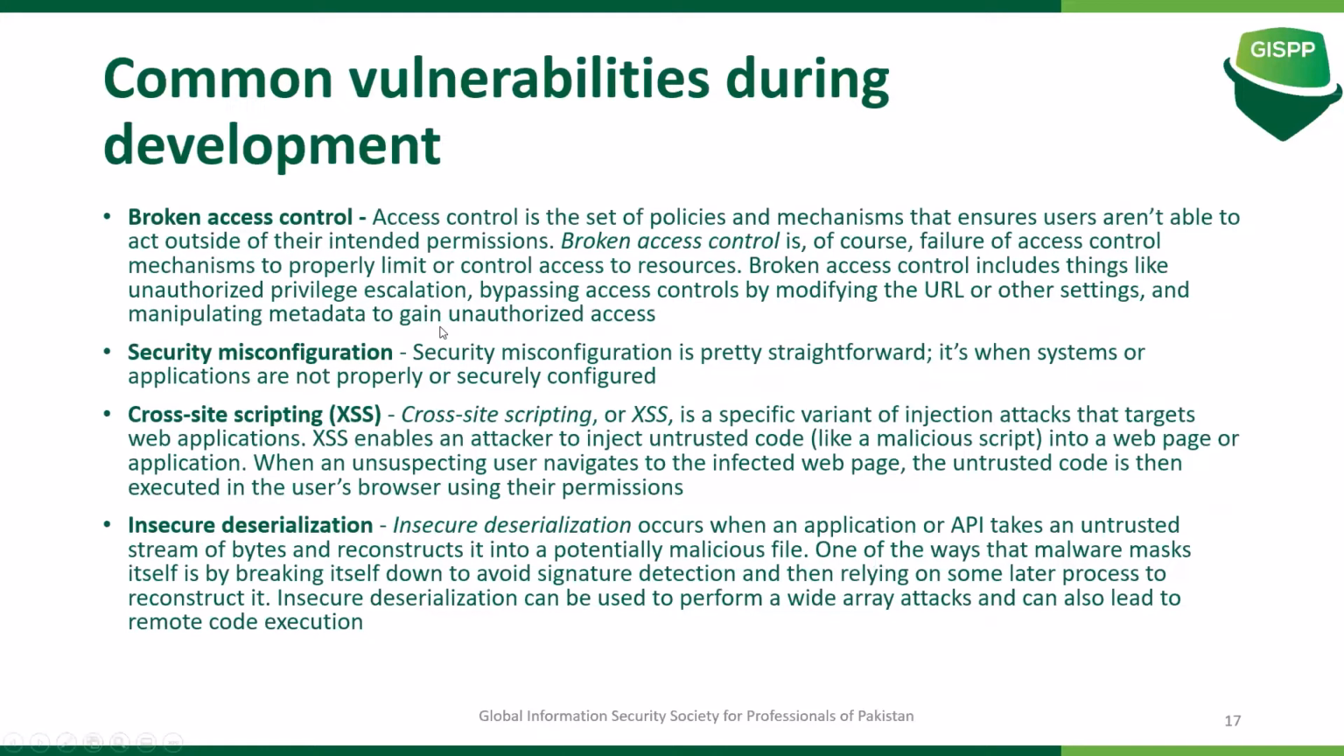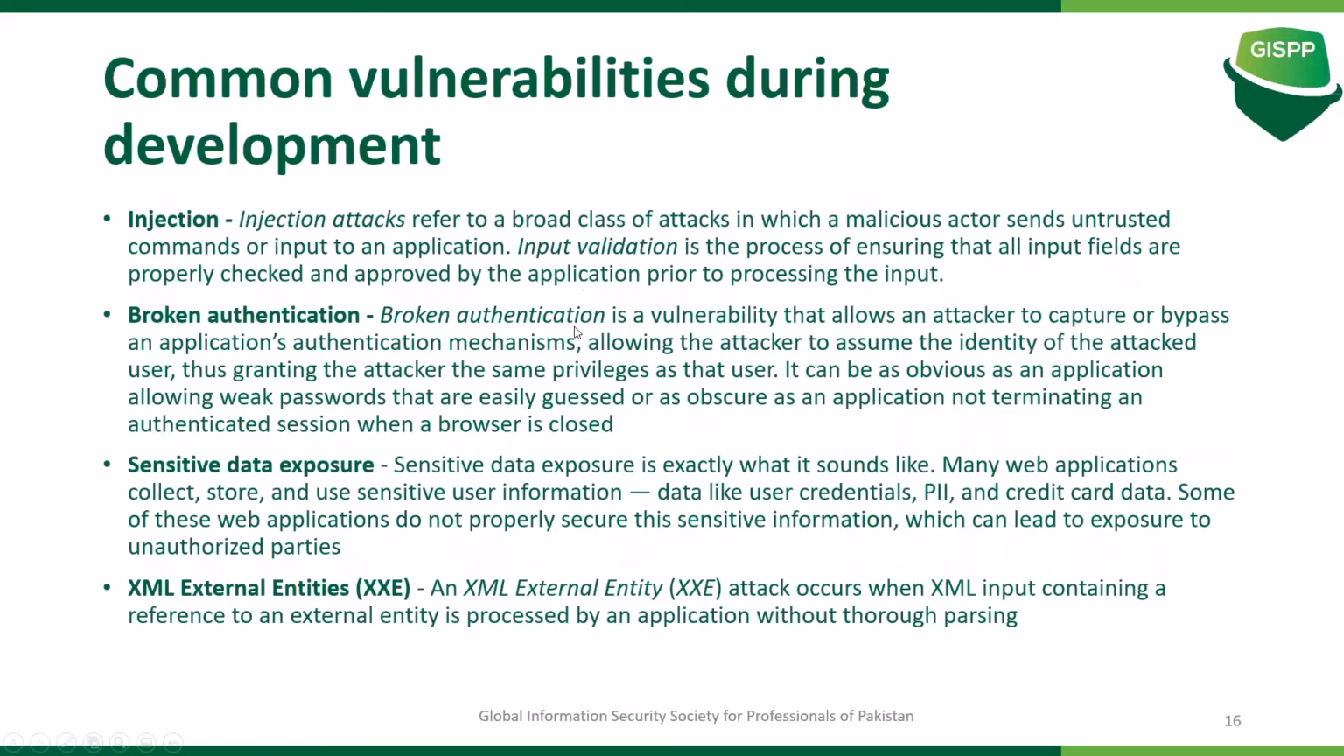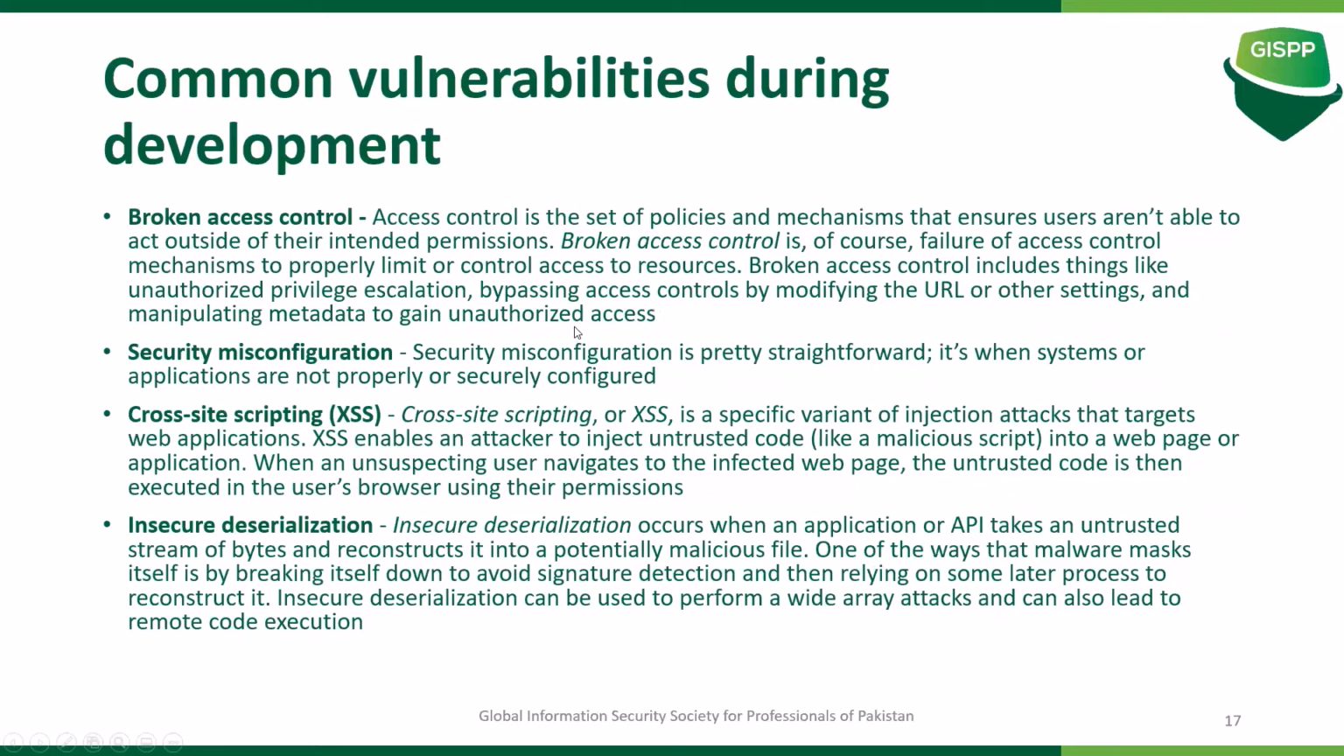Broken access control, did we talk about it already? Oh, that was authentication. So access control is a set of policies and mechanisms that ensures users aren't able to act outside of their intended permissions. There is authentication, and then there is authorization. Authorization is what a user can do. So broken access control is, of course, the failure of an access control mechanism to properly limit or control access to resources.